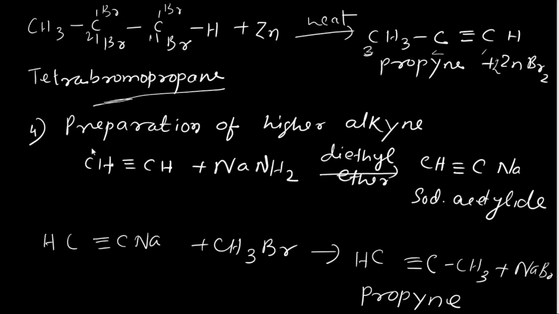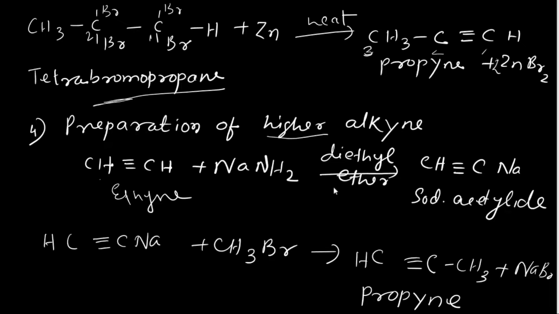And method number 4 is the preparation of higher alkyne. That is very, very important. Higher alkyne, how can you prepare? See here, the number of carbons is 2. Ethyne, what is the name? Ethyne, and here NaNH2 in diethyl ether gives CH triple bond CNa. That means there are 2 hydrogen atoms in ethyne, but if NaNH2 is treated, 1 hydrogen is replaced by 1 sodium.